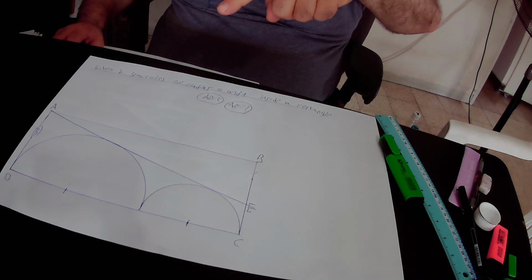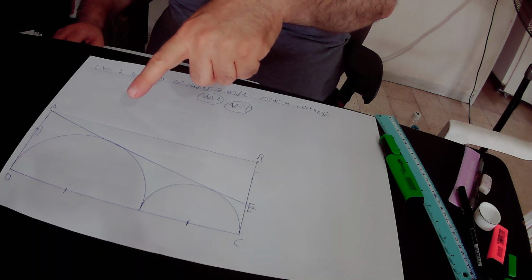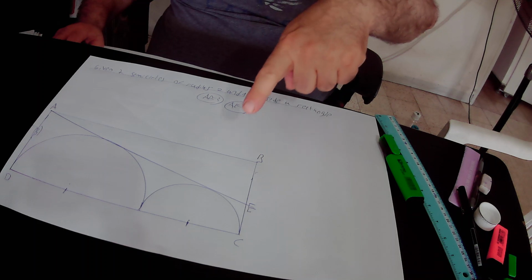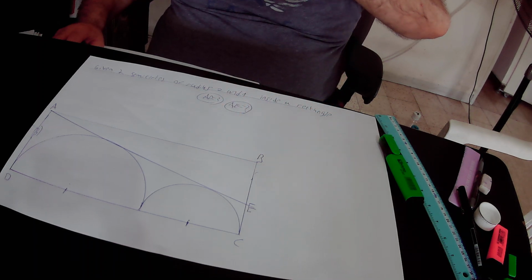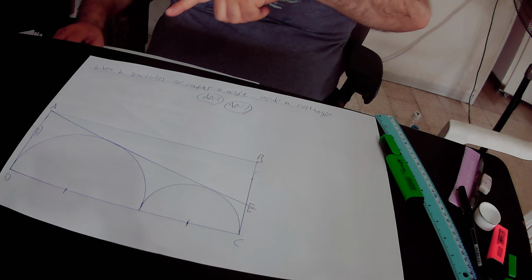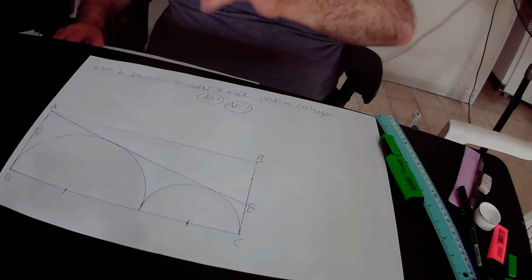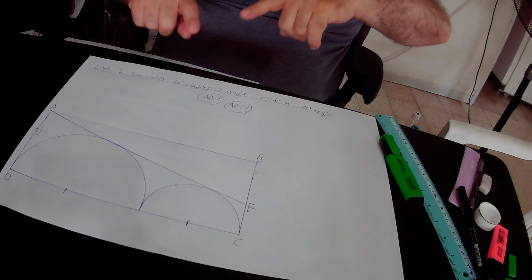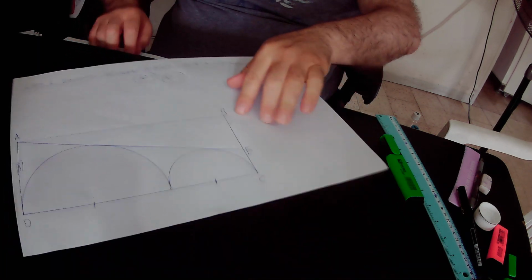The radius of the big semicircle is equal to 2 units in its length, and the radius of this small semicircle is equal to 1 unit in its length. In addition, we know that side AD of this rectangle is equal to 3 units in its length. Our mission is to find out the length of this line segment AE.